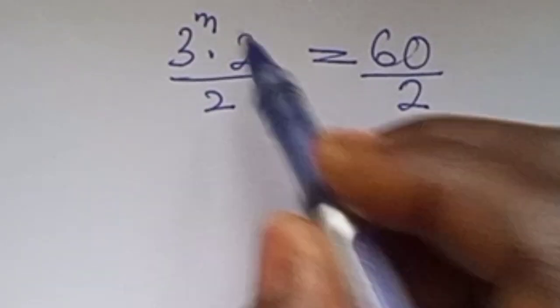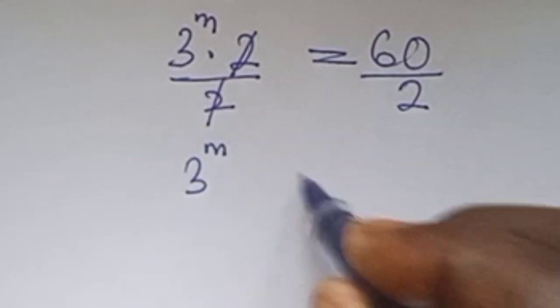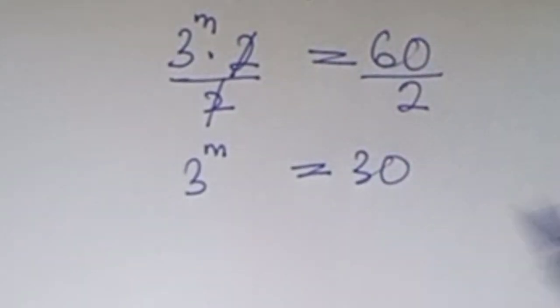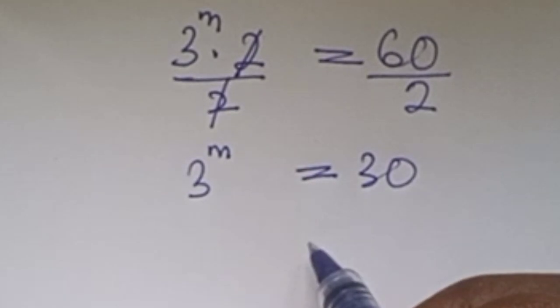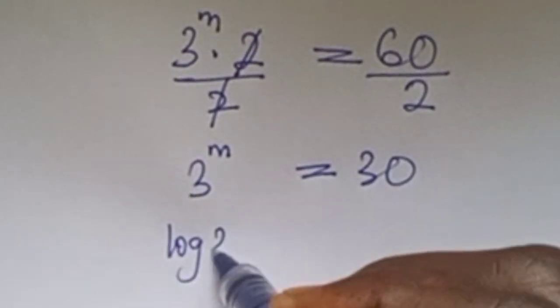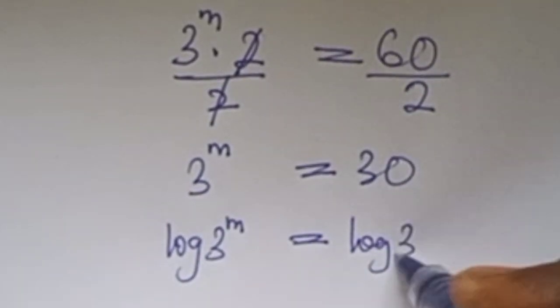And if we do this very well, we're going to have 2 cancel out and it's left with 3 to the power of m, which is equal to 60 over 2, that is 30. So here we're going to take log to base 10 on both sides, so that log 3 to the power of m will be equal to log 30.